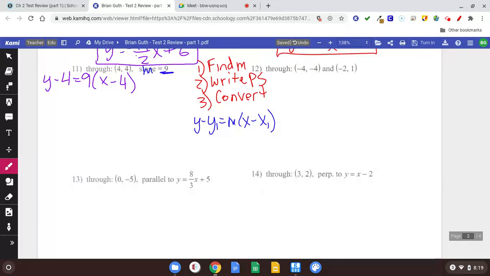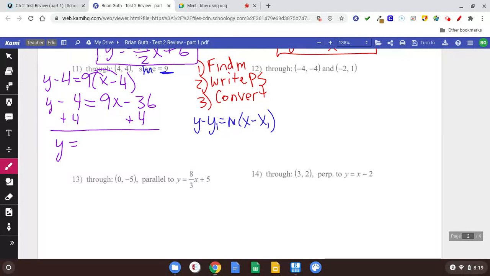Slope-intercept form. So we know we want to get rid of these parentheses here. Distribute the 9. We have y minus 4 equals 9x minus 36. And then add the 4 to get y by itself. Y equals 9x. And negative 36 plus 4 is negative 32. Done.